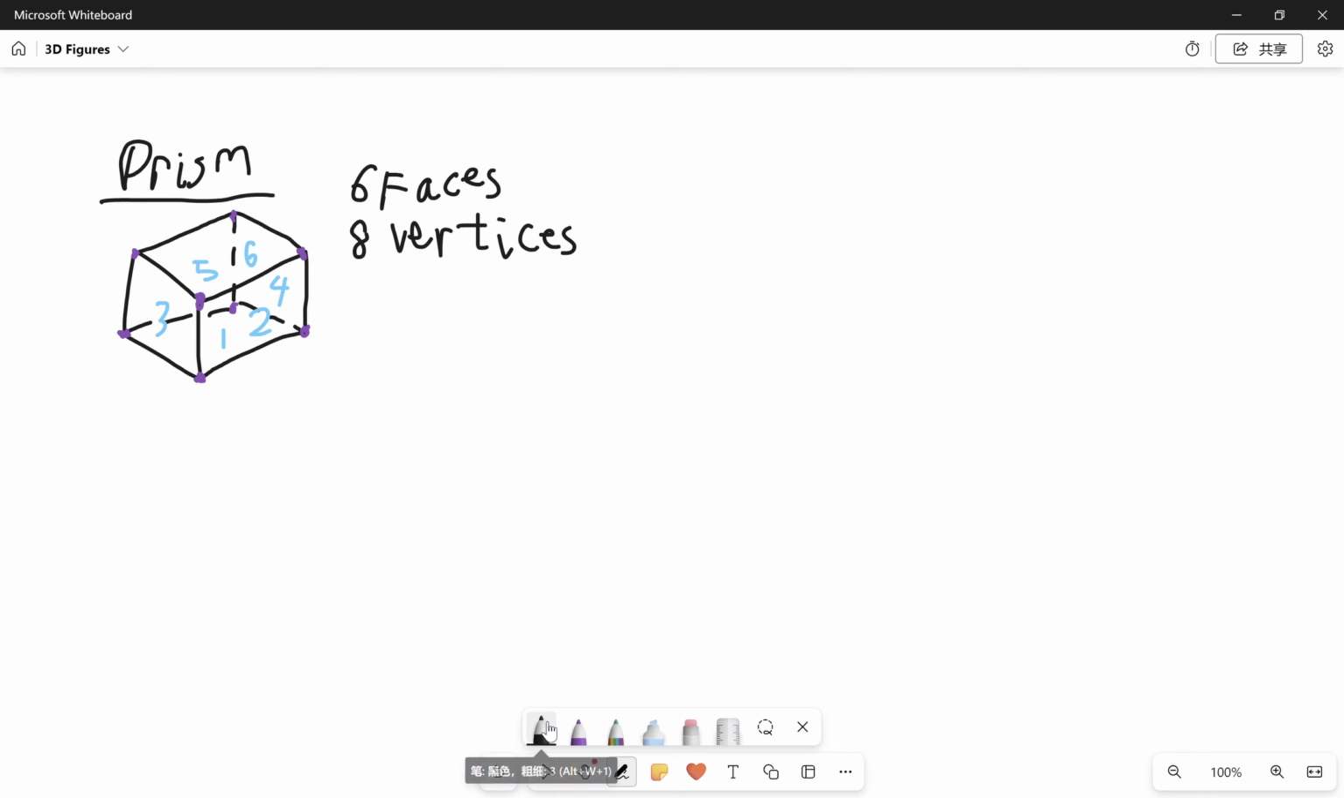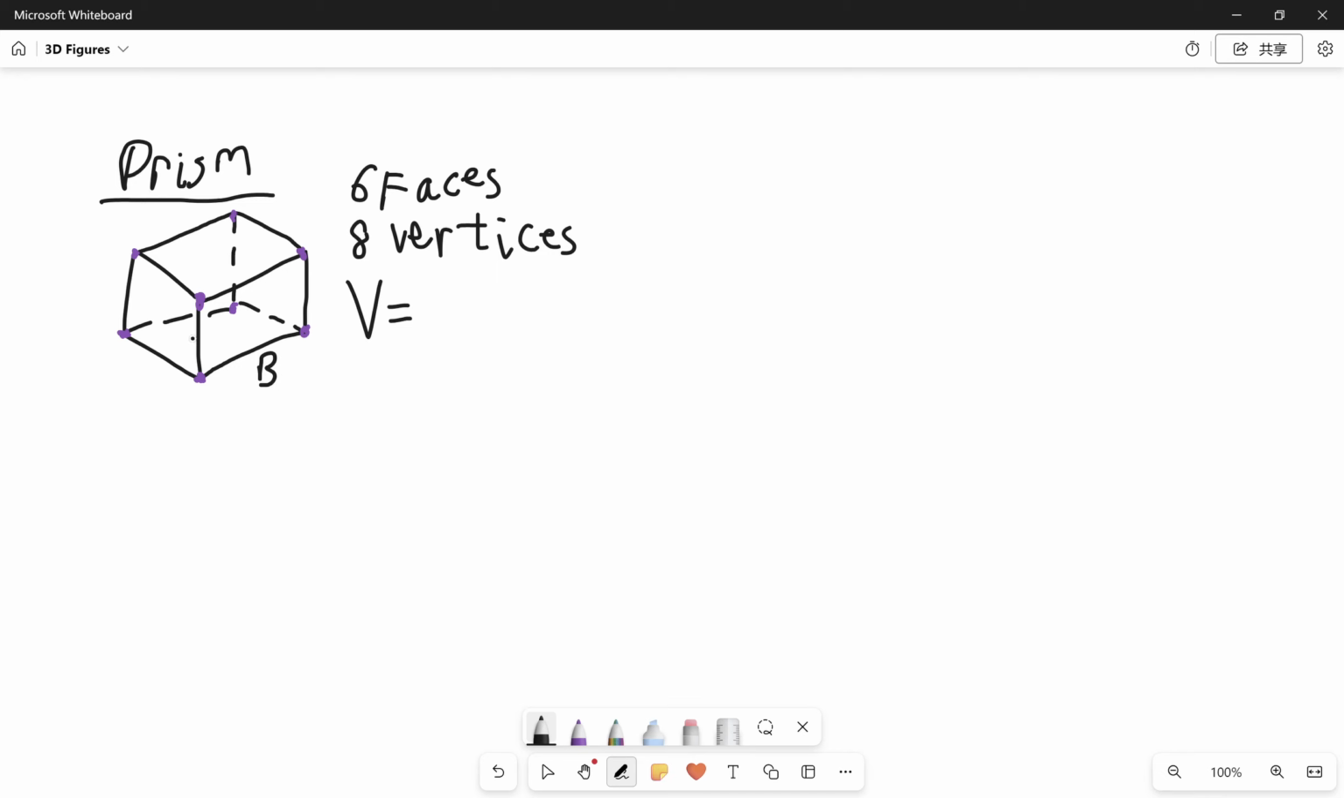Right now we want to figure out the volume for this prism. In 3D figures we call the area the volume, which is basically how much material it takes to fill the inner part of the prism up. So the volume V is equal to base times height.